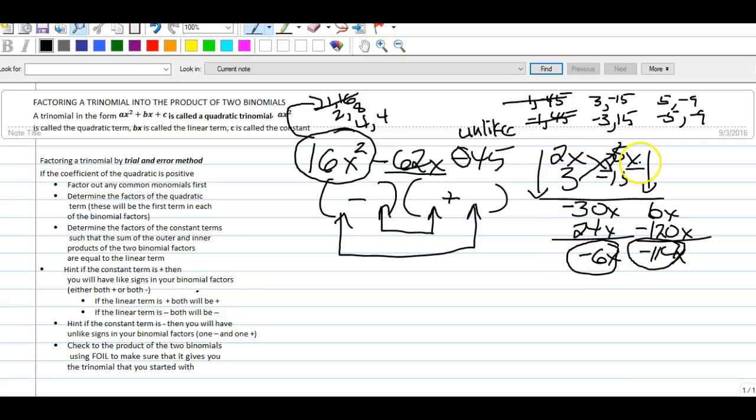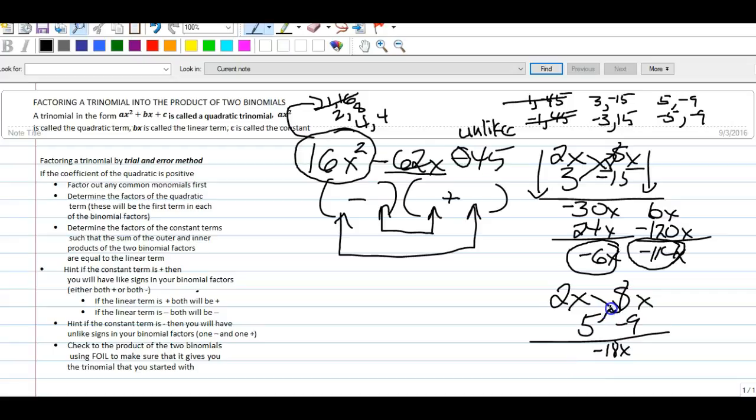So I've used 2x and 8x with these two, but I haven't used the 2x and the 8x with the 5 and the negative 9. So let's see what happens there. So I have 2x and 8x, and I'm going to use 5 and negative 9. So let's look at all the possible combinations. 2x times minus 9 is a minus 18x.